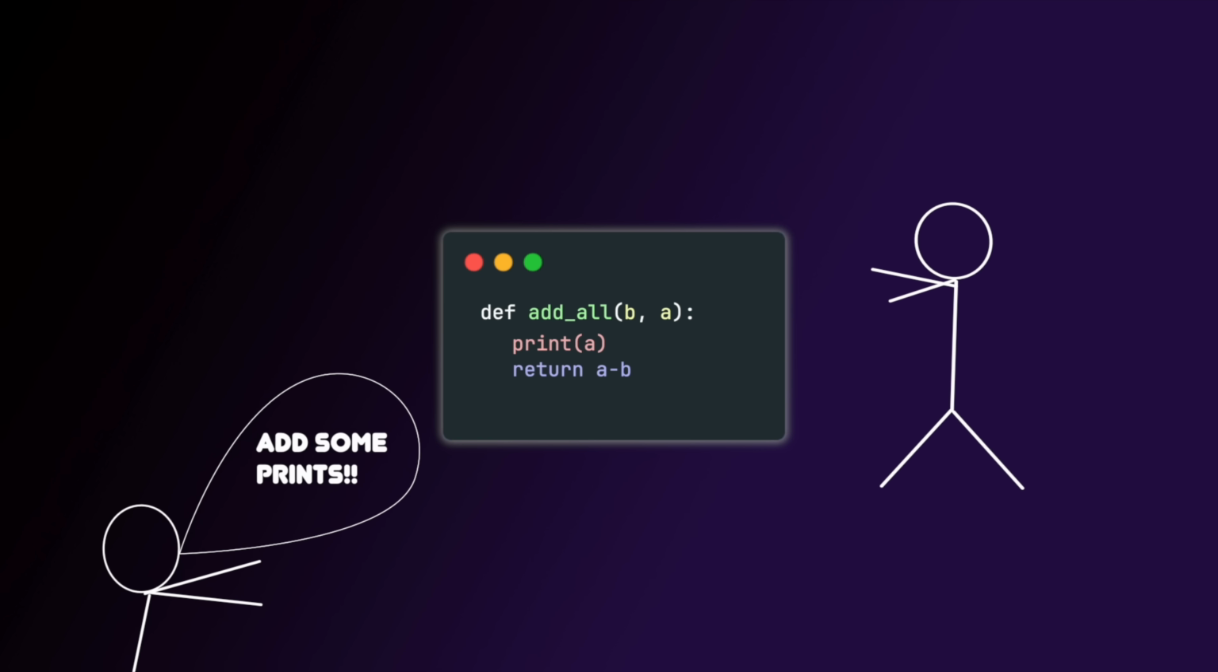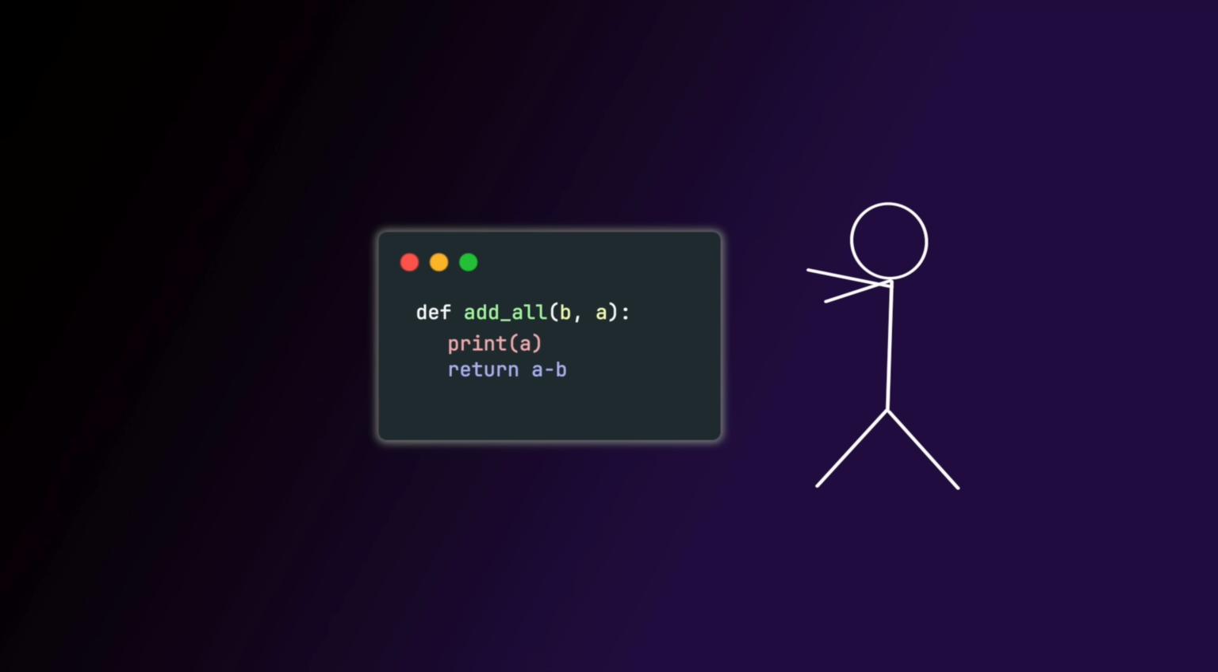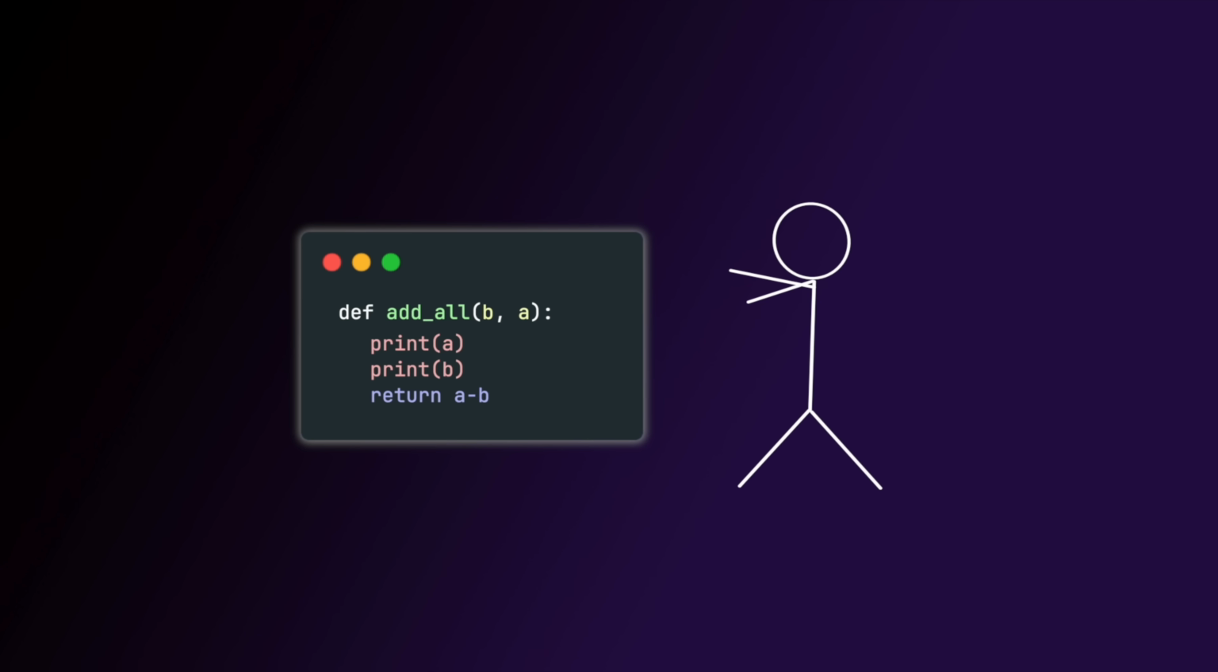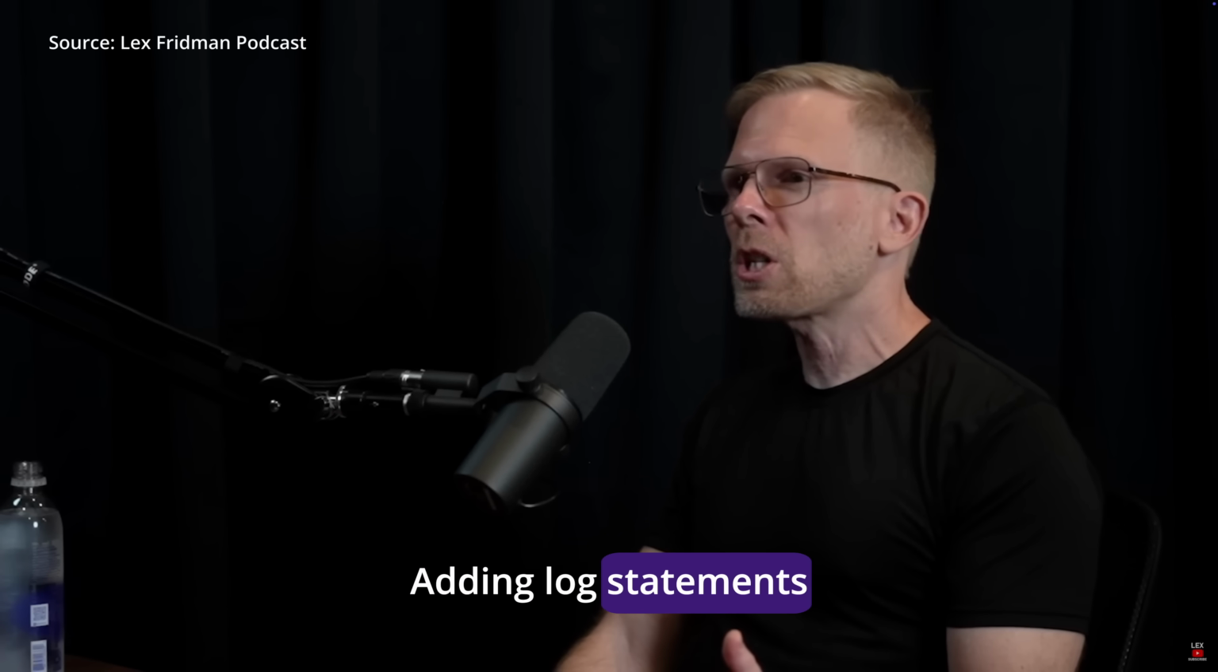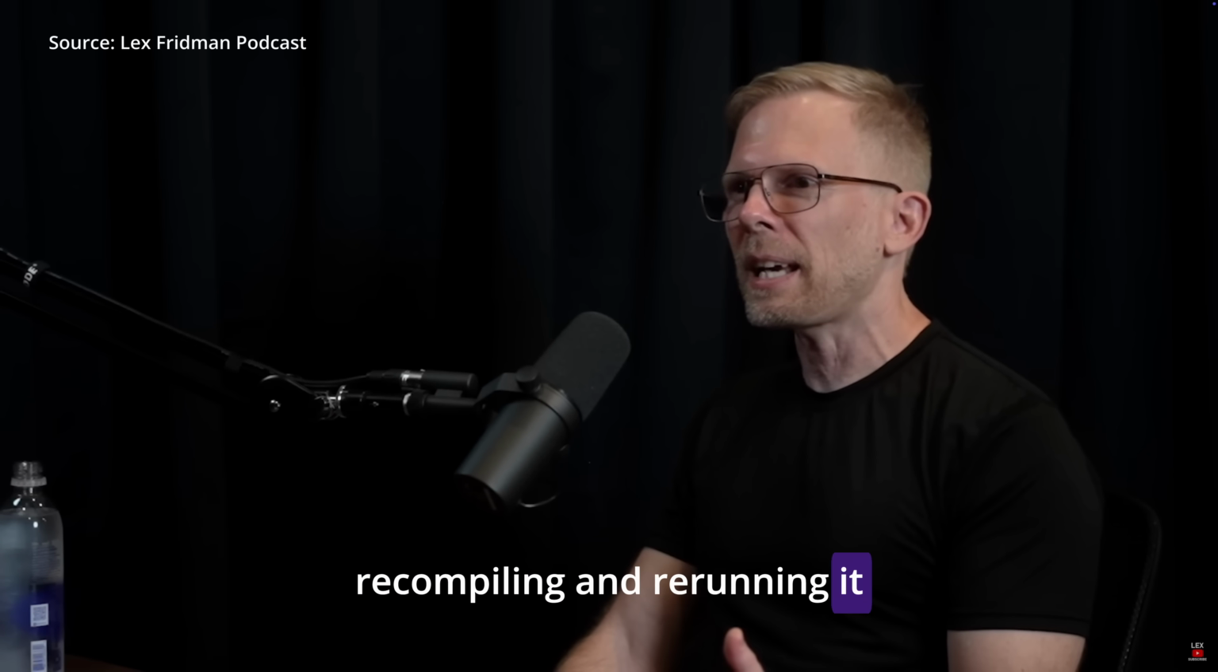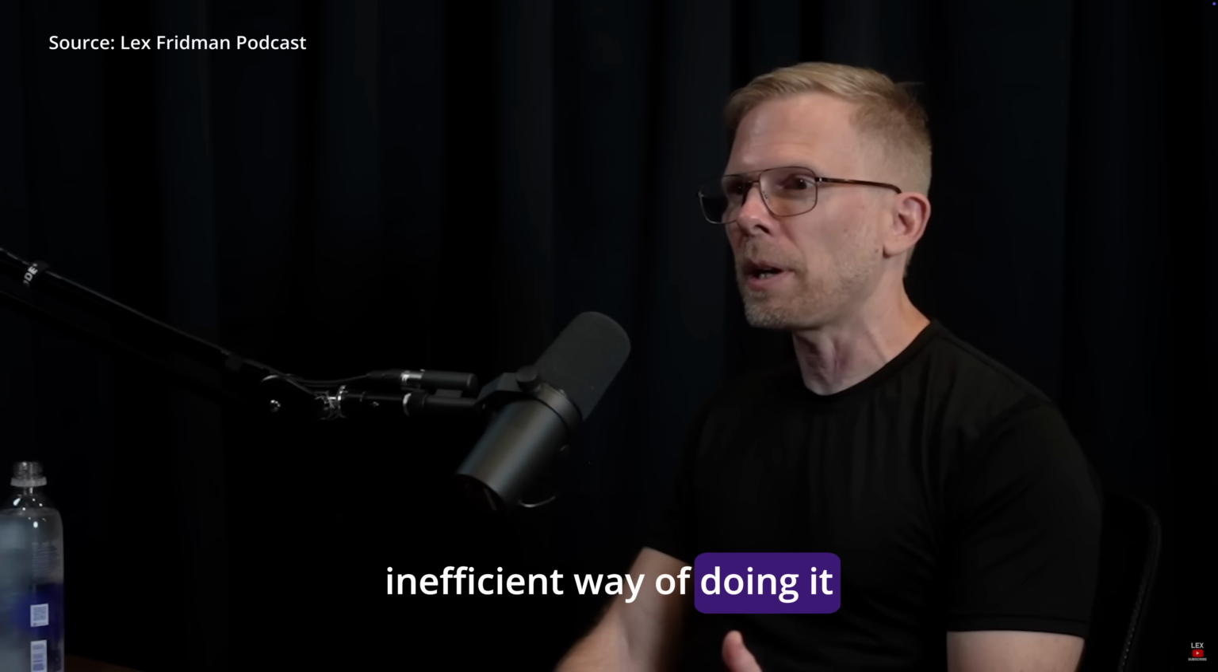So Lex adds a print, but it doesn't help much. So he adds another one. This isn't helpful. Lex is confused. Adding log statements, recompiling, and rerunning it is an incredibly inefficient way of doing it. Deep down inside, Lex knows there's a better way.